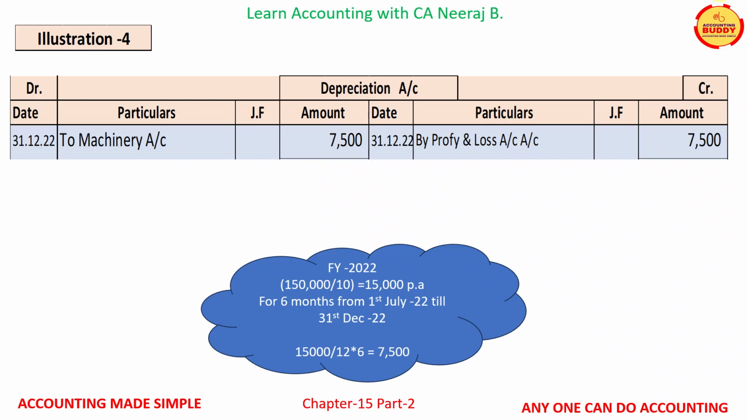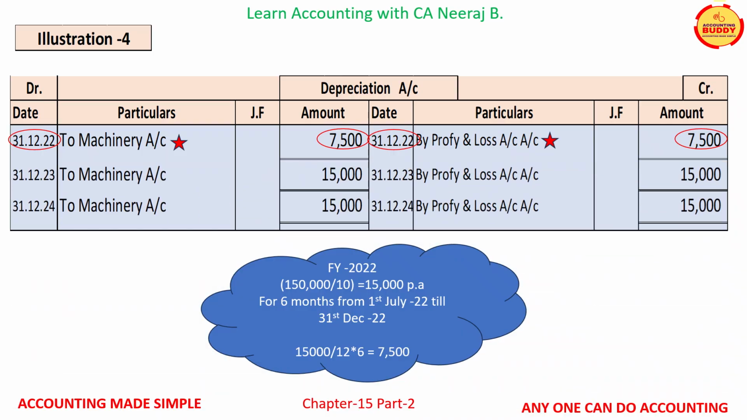Entry is posted on 31st December 2022 on the debit side of the depreciation account for $7,500 by writing the words to machinery account. Since the depreciation being the cost of the business is a nominal account, therefore, at the end of the financial year, that is on 31st December 2022, the depreciation amount of $7,500 is transferred to the profit and loss account by writing the words by profit and loss account.